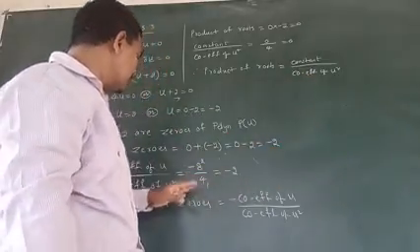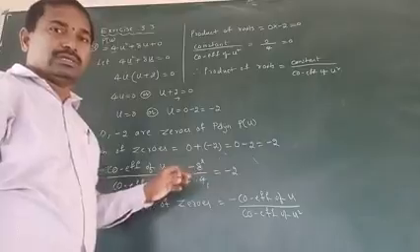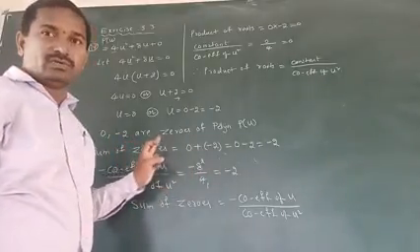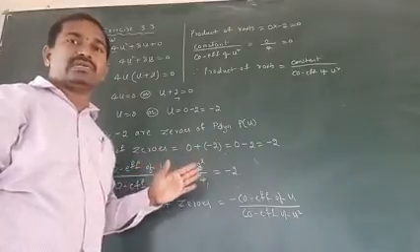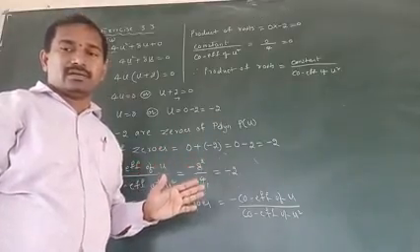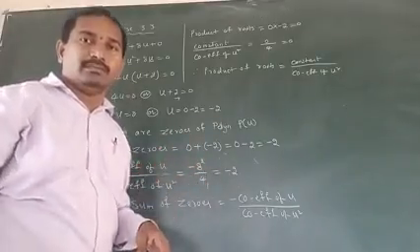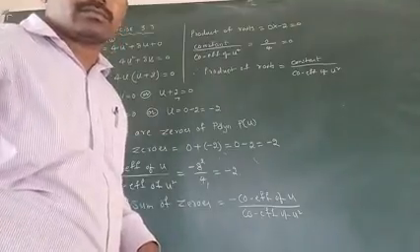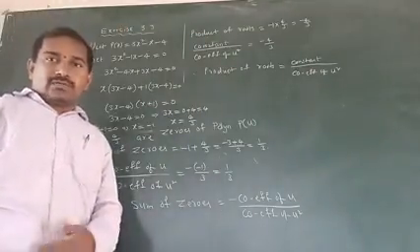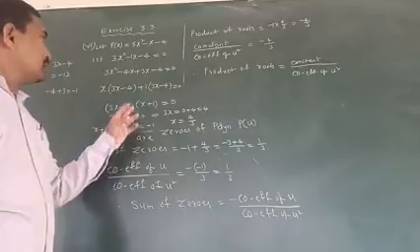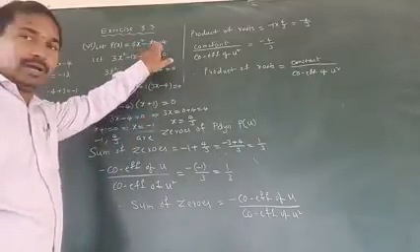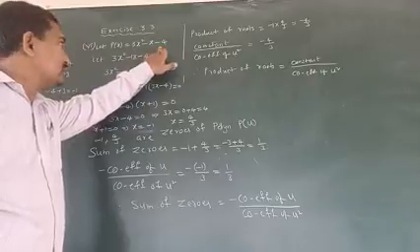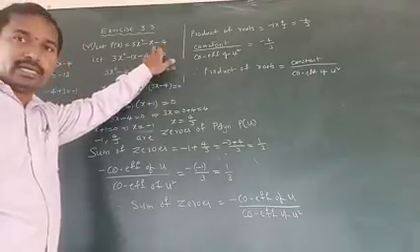So we found the zeros. The zeros are 0 comma minus 2, and the relation between the zeros and coefficients is satisfied. So let us go for one more problem. See, one more problem. Here, what is the polynomial? 3x square minus x minus 4. So first let us find the zeros.